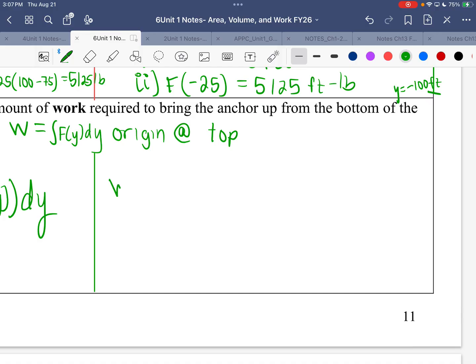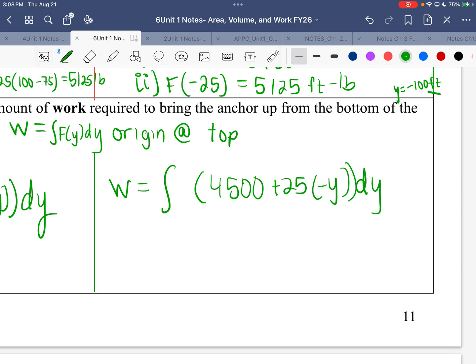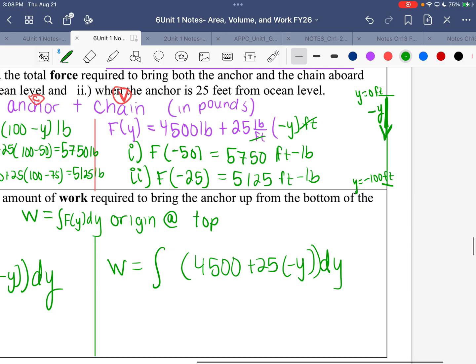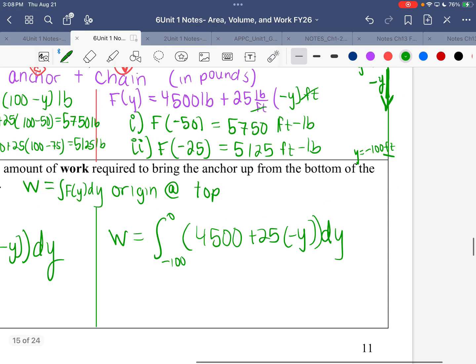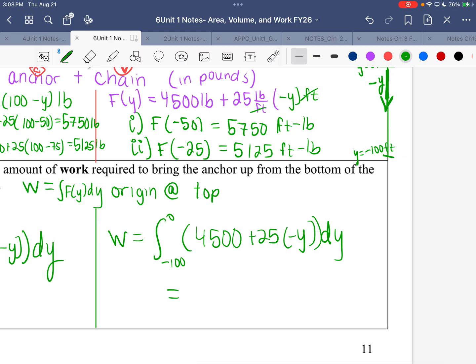All right, now the work the other way. Looking at what is our lower bound at the sea floor, what is the bottom? Negative 100, and then we're going to 0. I just don't like it. I don't like having negative boundaries if I can avoid it, but it's okay. If you like it, I like that for you.